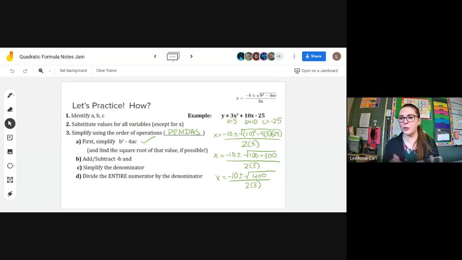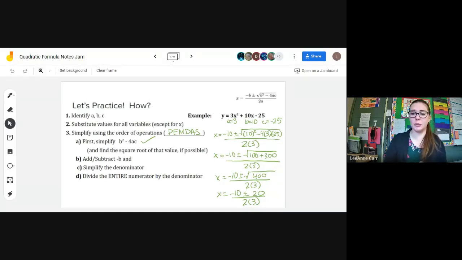Square root of 400. Now, if you are using that calculator app or a graphing calculator, even your phone calculator, you might have to turn it sideways to get your square root. But they all have a square root button. If you're using the graphing calculator, you got to press second and then go down. It's the 1, 2, 3, 4, 5th button down. So you'll press second and then the 5th button down. And that's even on the calculator app. And that will bring up your square root. And our square root of 400, yes, absolutely, is 20. So we got x equals negative 10 plus or minus 20 all over 2 times 3.